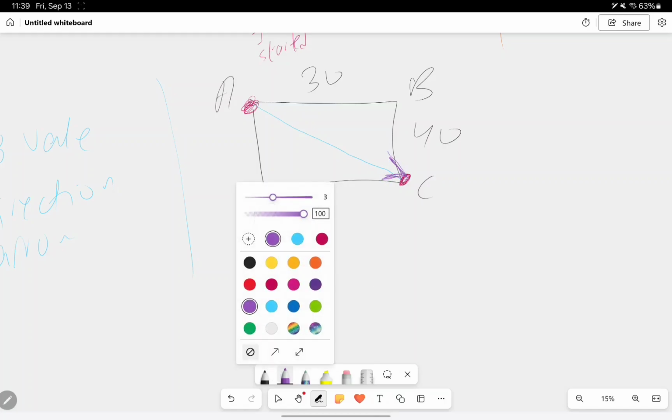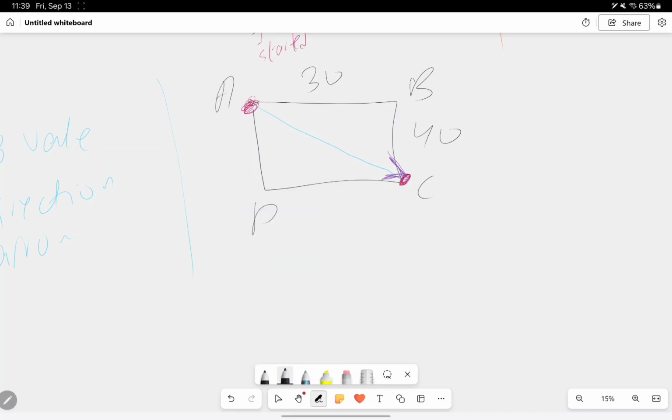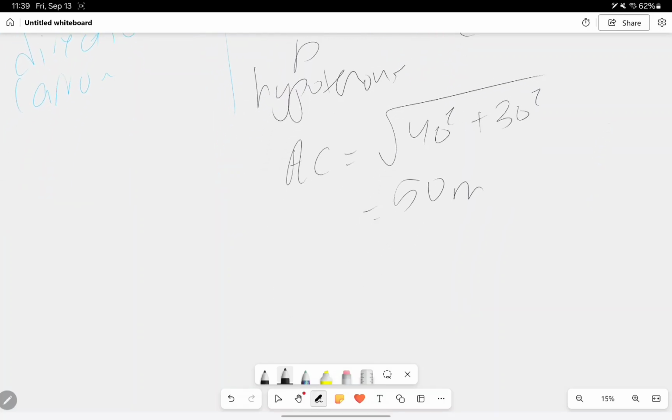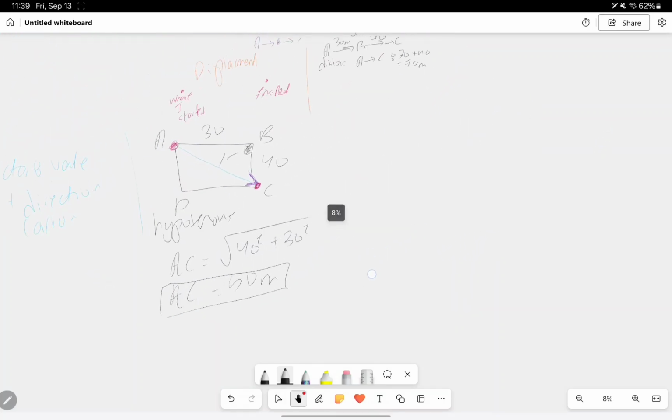Okay, how to get the displacement value over here? As you can see, over here I have a right angle, so it should be 90 degrees. This represents the hypotenuse. So AC is equal to the square root of 40 squared plus 30 squared. Let me just calculate it. This represents 50 meters. So displacement AC is only 50 meters. This is the first idea. Put something in your mind.